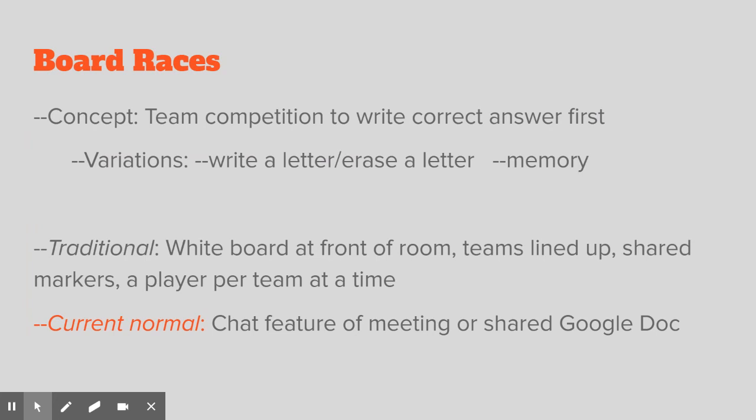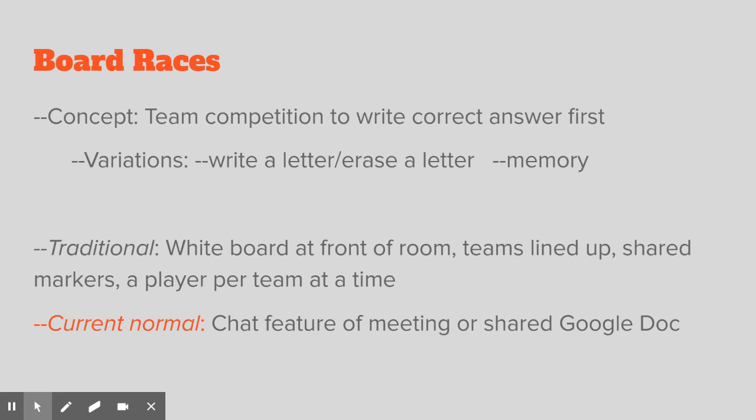Related to that one is board races. It's the same sort of idea where it's a team competition. This time you would be writing on the board. You could also be doing something like fly swatter game, those sorts of things on the board. Variations of board races, each student can either write a letter or erase a letter. You could do memory, so maybe the teacher reads a sentence out loud or a phrase or maybe just a word, and students have to be able to spell it.